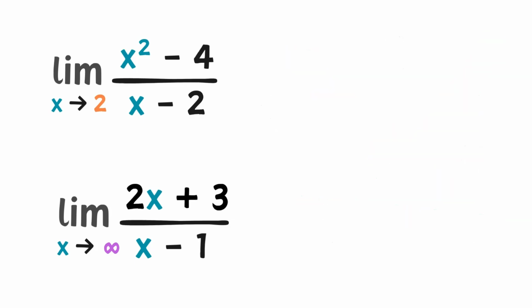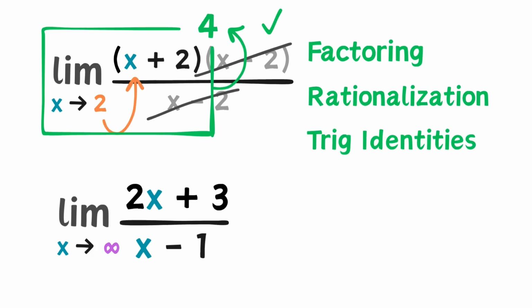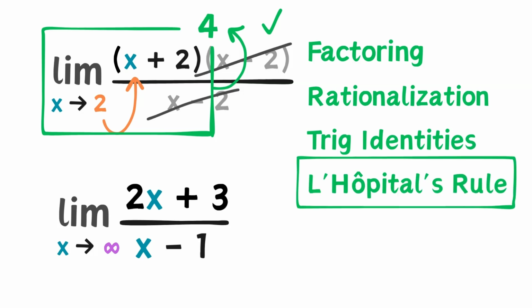Remember that when you run into indeterminate forms after direct substitution, you can find some of the limits if you use a bit of manipulation, such as factoring, rationalization, or trigonometric identities. But some limits are a bit harder to solve, so let's add another tool to your limit solving toolbox, L'Hopital's rule. L'Hopital's rule is a simple but magical rule.